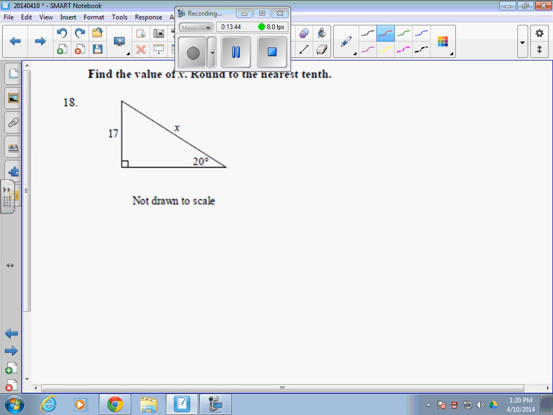Let's find the value of x, round to the nearest tenth. We have an opposite, and we have a hypotenuse. So we're using an O and an H, that's sine. Sine of 20 equals the opposite, 17, over the hypotenuse x. Since x is at the bottom, this is where you'd want to use the cosecant. But since the cosecant confuses people, just get rid of the divide by x by multiplying by x.